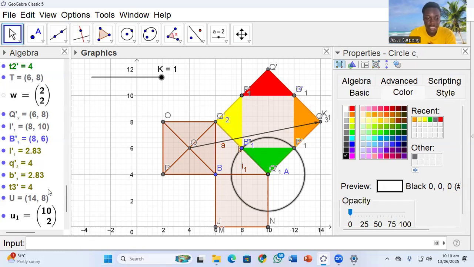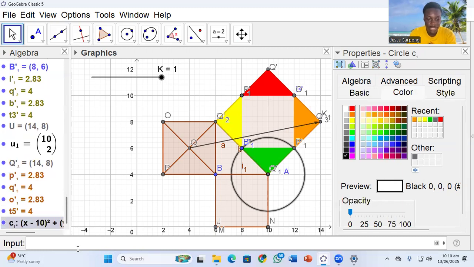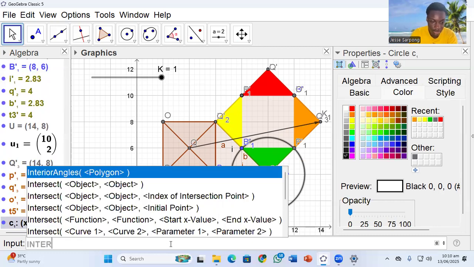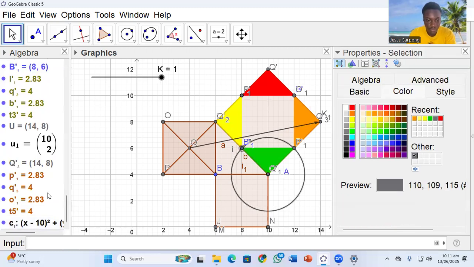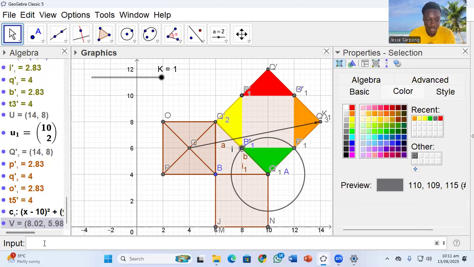Now you have to find the intersection of this circle and the line B. This is B over here. So this line is B. So we find the intersection between the line B and the circle C subscript 1. So we found the intersection. There's a new point here, V.